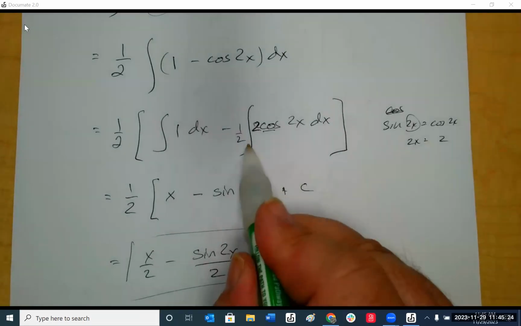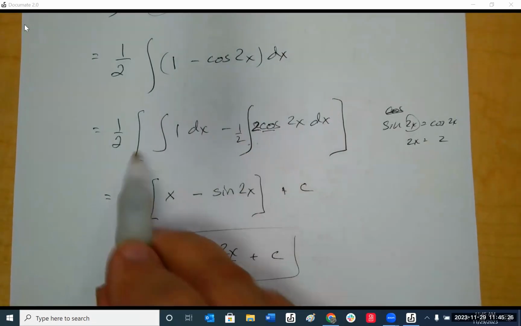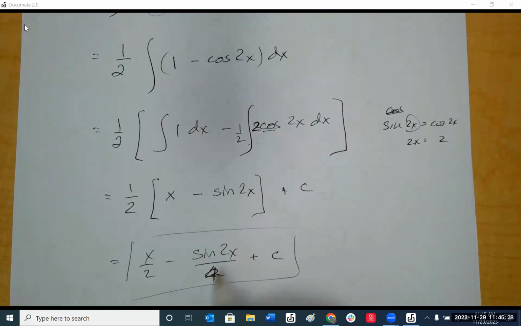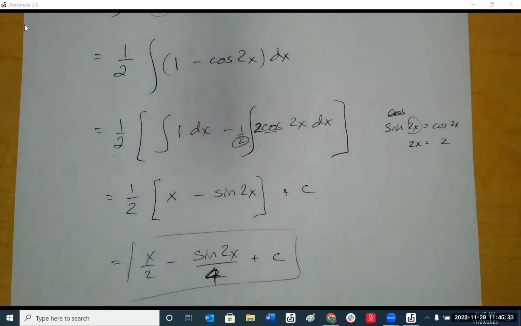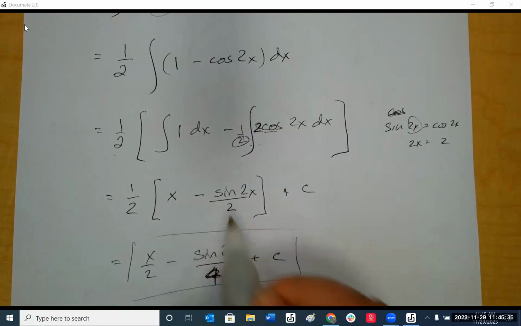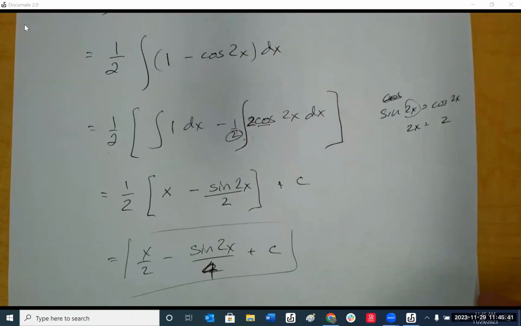Oh, no, this one has a 2, so this is a 4, because I forgot this 2 here. So 2 times 2 is 4. All right.